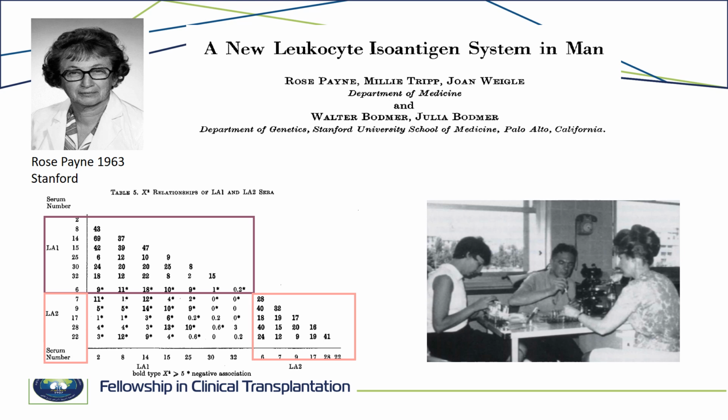On the left side, there is a picture of Rose Payne and her group, who took advantage of Van Rood's computer system, but they did further development of this system using a computer that was present at Stanford at this time. They did a 2x2 association table, or a chi-square analysis table, and they were able to identify 2 additional antigens. These antigens were known as LA1 and LA2, which are now currently known as the HLA-1 and the HLA-2.